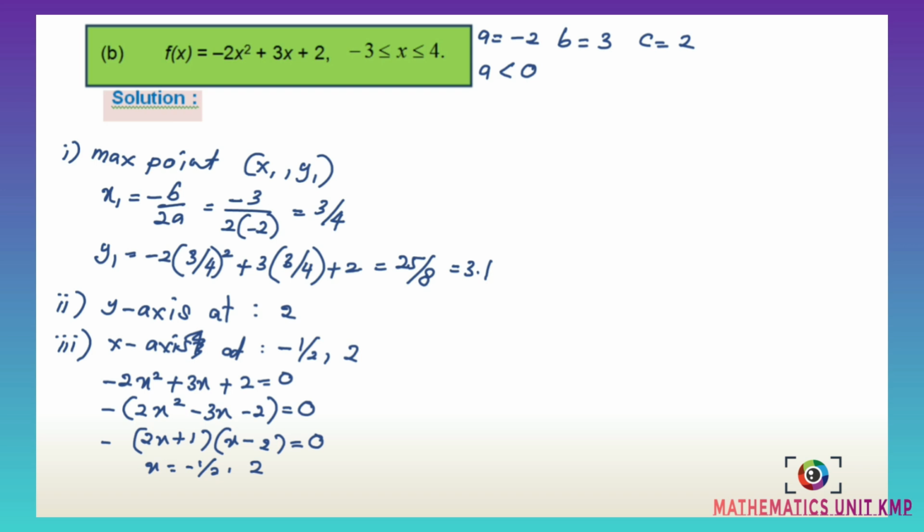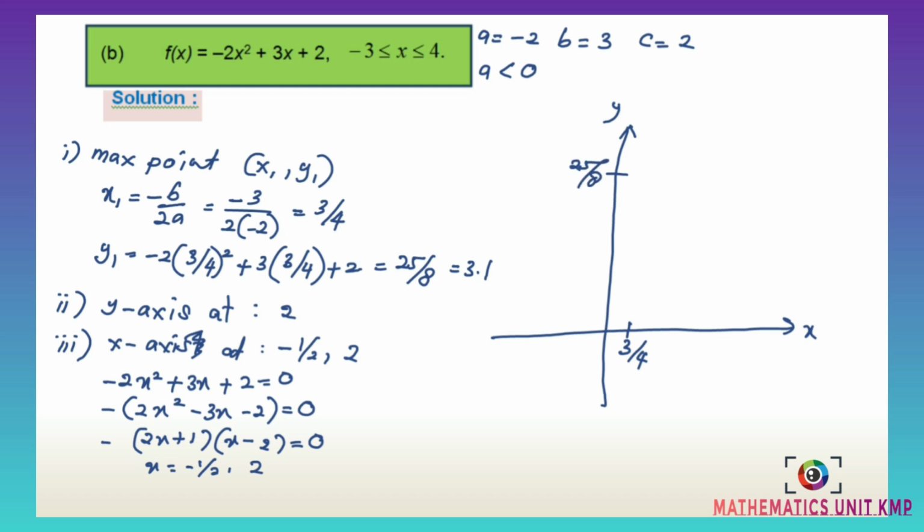Now we can try to sketch the graph. Plot the maximum point at 3 over 4 and 25 over 8. And the y-intercept at 2. The graph is concave down.